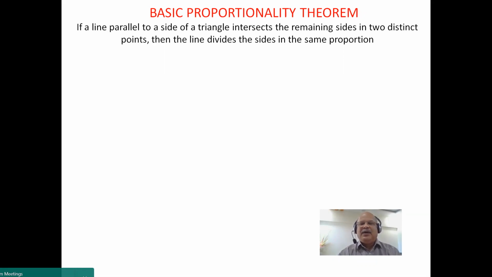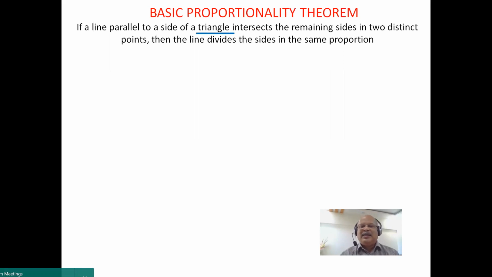It says that if a line parallel to a side of a triangle intersects the remaining sides in two distinct points, then the line divides the sides in the same proportion. Now children, we have to understand one thing here, that in any theorem for that matter, anything that we have after the word if is what is given to us, and whatever comes after the word then is the conclusion, and that is what we are supposed to prove. Let us see what is given to us first in this theorem.